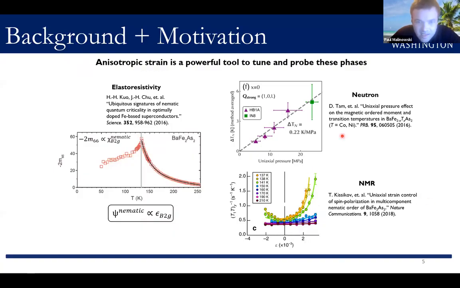Furthermore, the strong magnetoelastic coupling in these materials implies that anisotropic strain can also act to tune the antiferromagnetic phase. For example, work from the group of Pengcheng Dai, who's one of our great organizers, demonstrated that the Néel temperature is increased by uniaxial stress. And even more recently, NMR measurements from Nick Curro's group directly show that anisotropic strain enhances spin fluctuations above TN. So with these sorts of ideas in mind, the basic idea of our work is to use anisotropic strain to tune the magnetic and nematic phases and then see how the superconducting state responds.